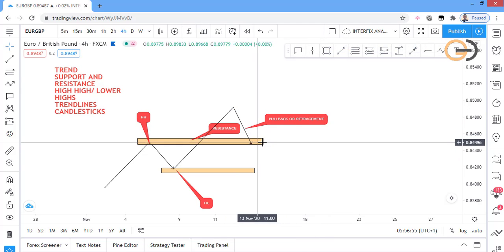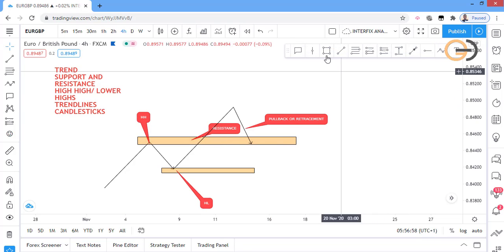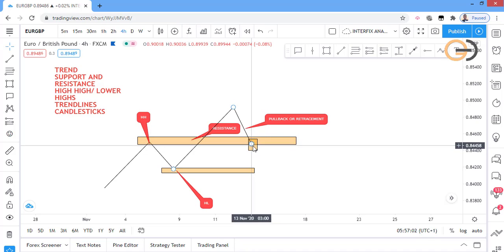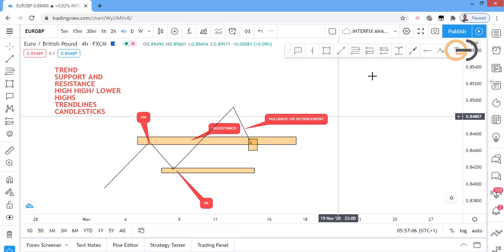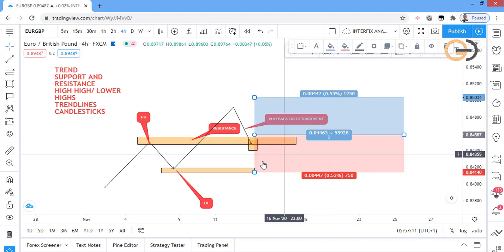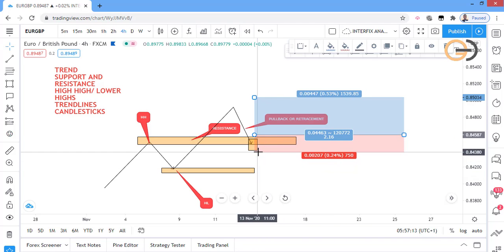Alright, so once you see this pullback, then we'll be waiting for price to give us a confirmation signal here of multiple weak rejections. Then we take a buy position. Alright, we put our stop loss below this level.